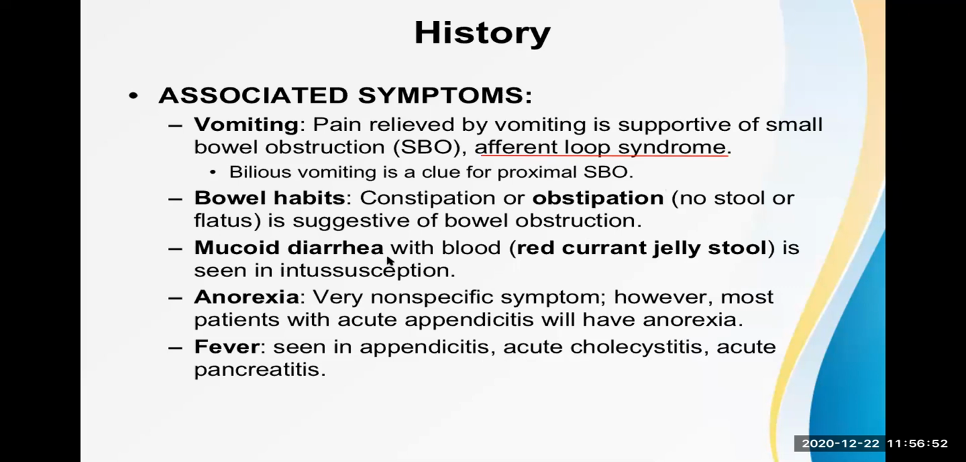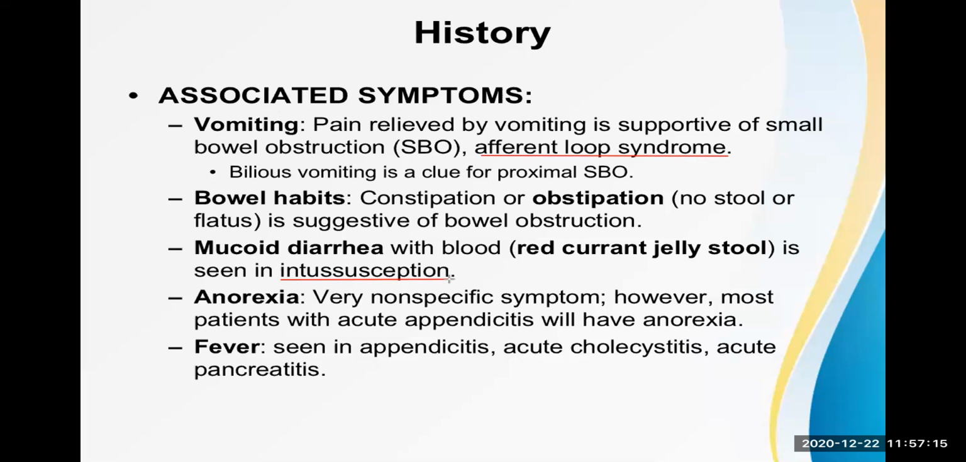If mucoid diarrhea is there, along with blood, which is known as red currant jelly type of stool, it is suggestive of intussusception. Now, what is intussusception? The proximal segment of the intestine moves into the distal segment of the intestine. So the sliding over of this intestine is known as intussusception.